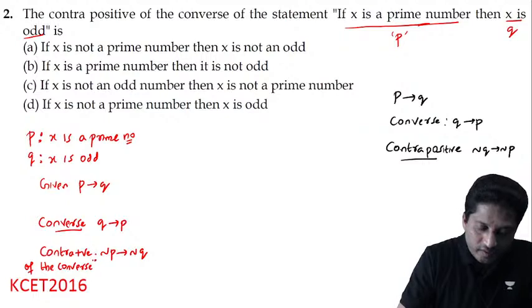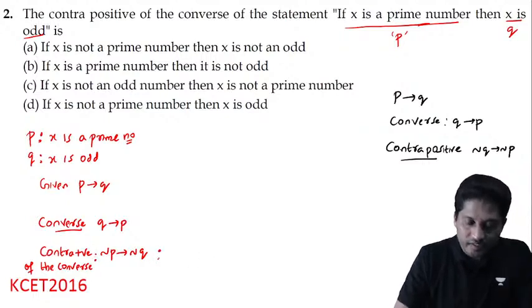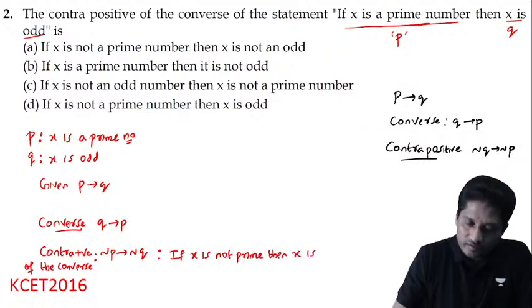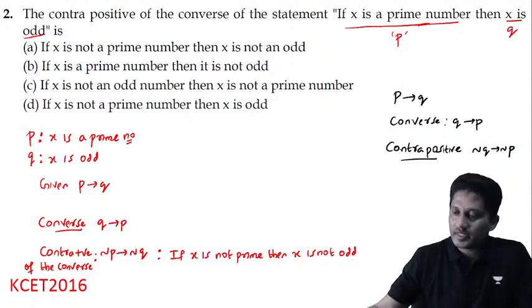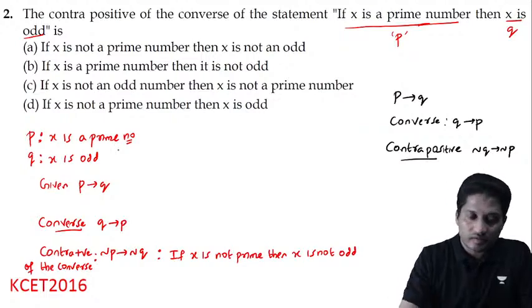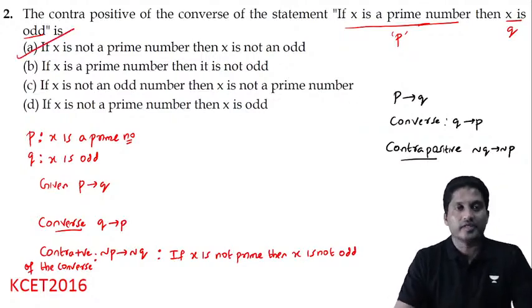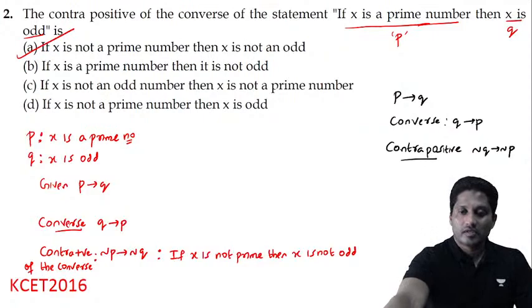will be negation p implies negation q, which is: if x is not prime, then x is not odd. X is not prime, x is not odd. Answer is option A only. Let's move to the next question.